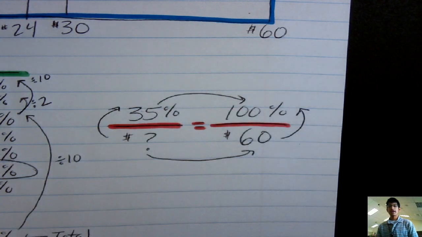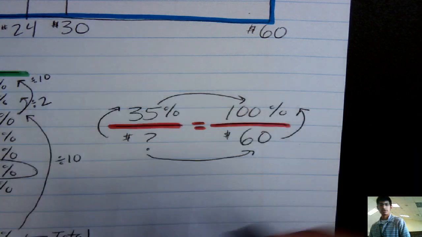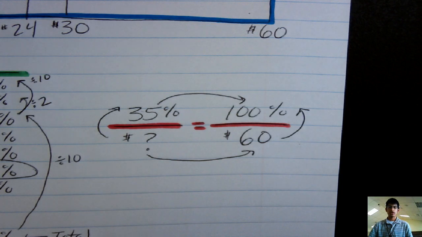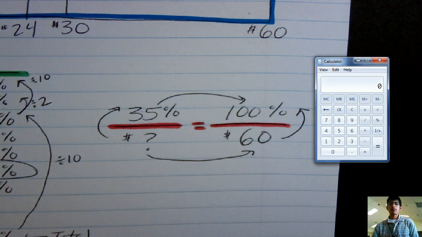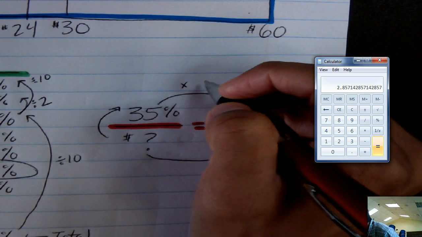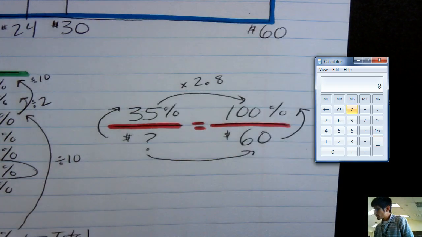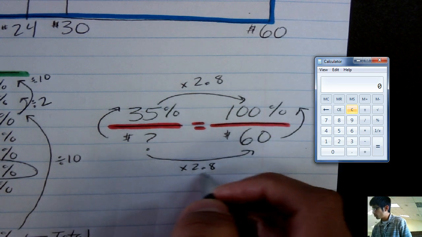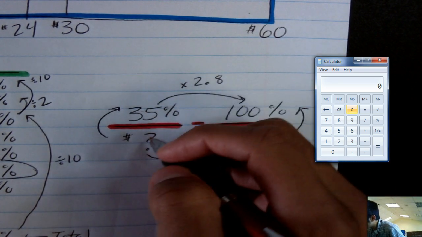Now, this is a problem that would not be very good to use a proportion because it's not very obvious. I don't know what 35 times what equals 100, but the way I would find out is to use a calculator. So the fastest way to solve a problem like this would be to use a calculator and divide. So I would figure out 100 divided by 35 equals, a really ugly decimal, 2.8. So this means I'm going to multiply. So this means if I have a calculator, what I can do is divide 60 divided by 2.8, and that would give me my answer of $21.